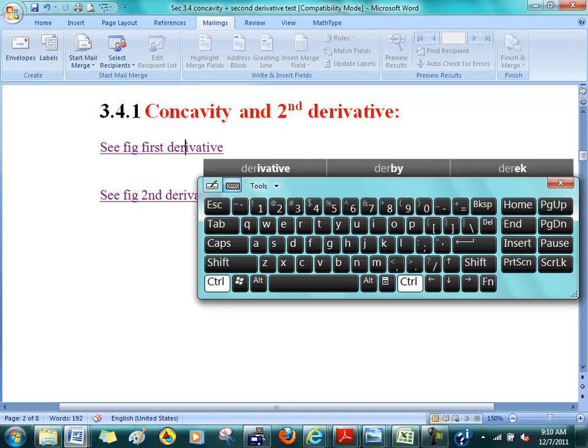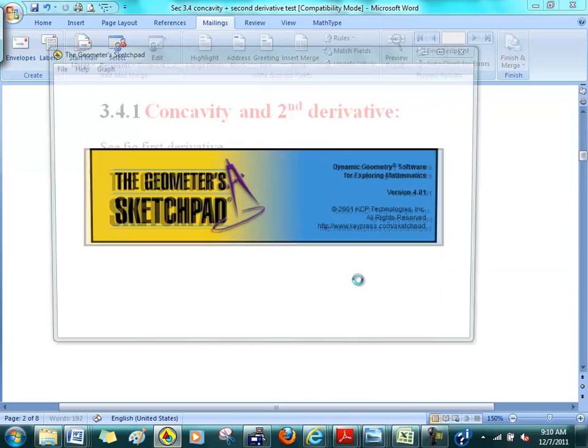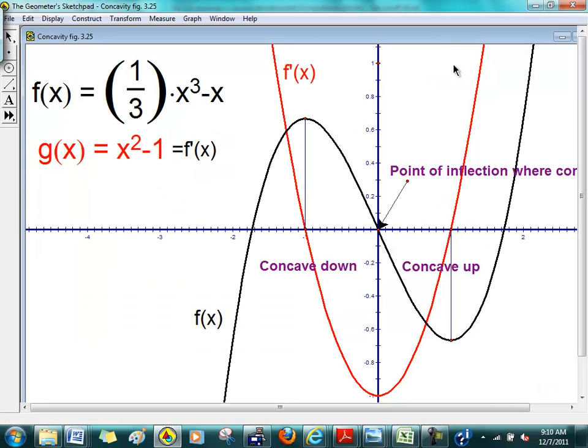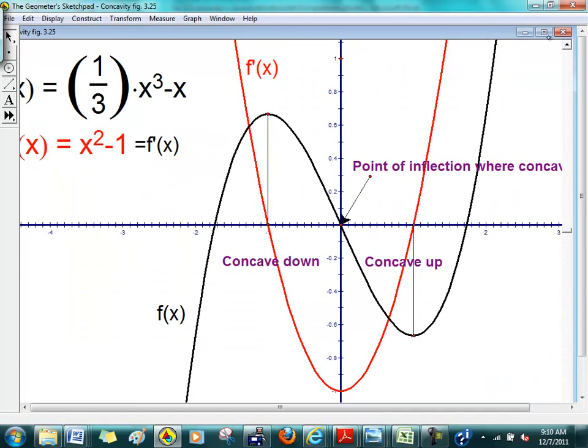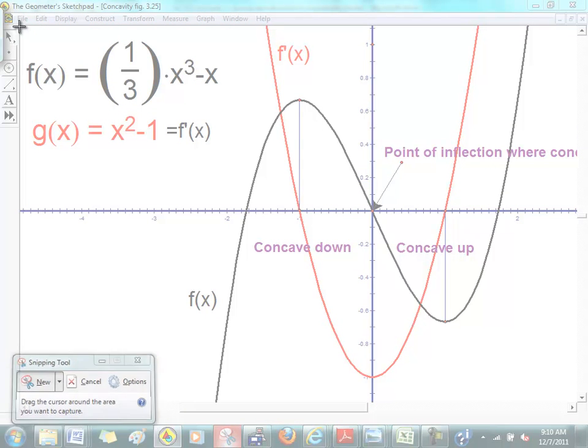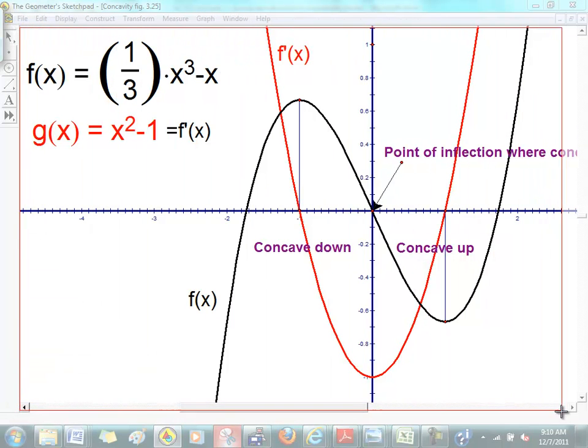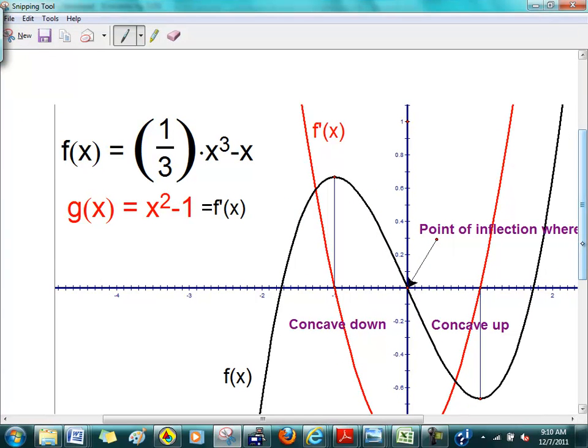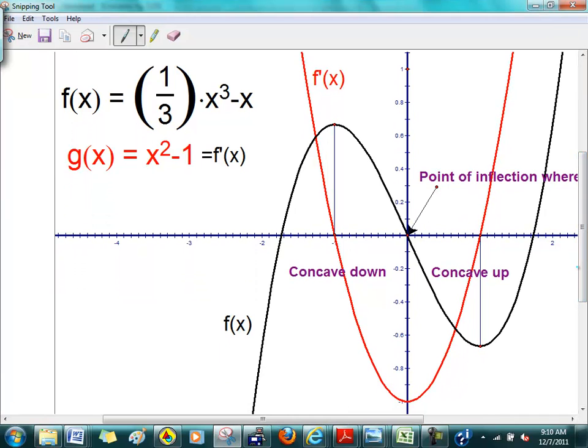So this is really a rehash. It's a pretty busy slide, so copy it all down and then I'll explain to you. It's all color coded, okay? This is the first derivative test. Everything is color coded here. So the black equation goes to the black graph. The red equation is the derivative of the black equation, and the red graph goes with the red equation, which is the derivative.